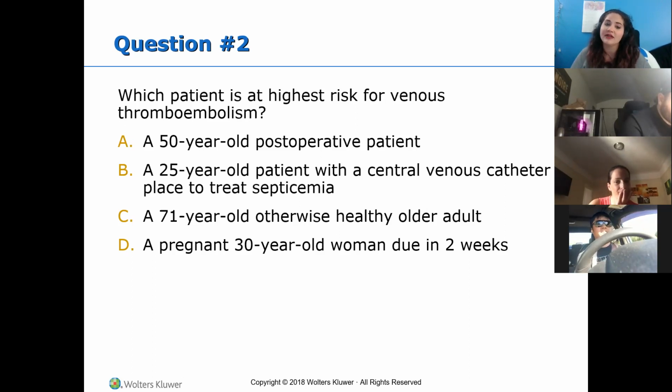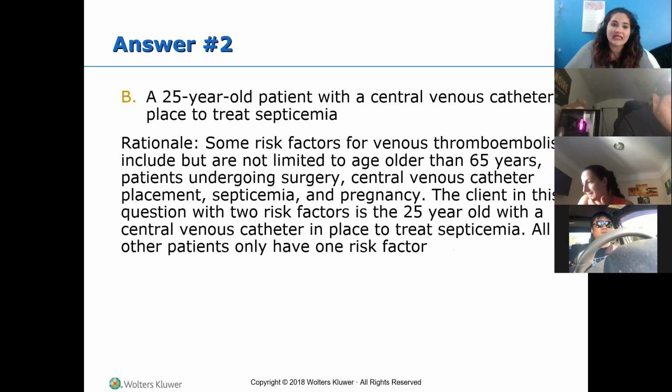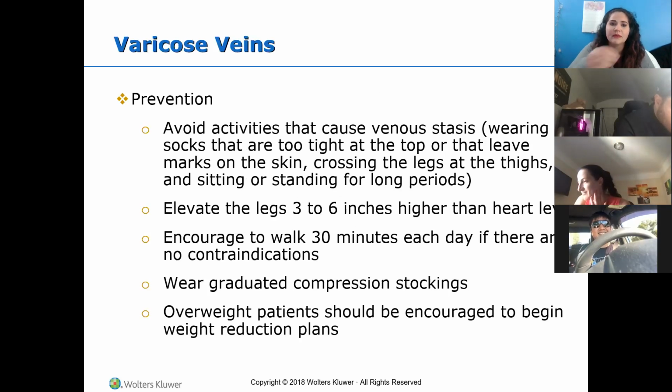Moving on to C, you have a 71-year-old, otherwise healthy. 71 is old enough, but they're healthy. So that's one risk. And then a pregnant 30-year-old woman due in 2 weeks, pregnancy is one risk. So B has two risks, the others only have one risk. So B is the answer. Does that make sense for everybody? Okay, cool.